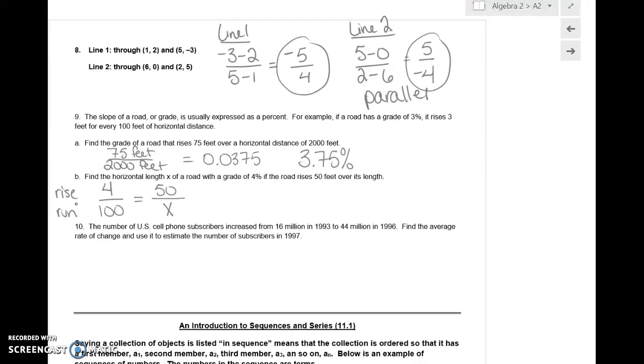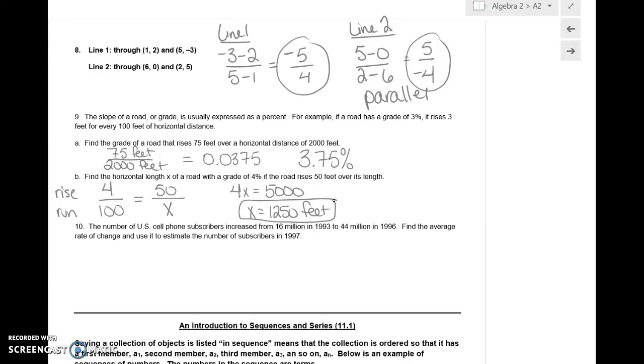How do you solve a proportion like this? Cross multiply. So 4 times x equals 5,000, and 5,000 divided by 4 is 1,250 feet. Don't forget your label. So this road that rises 50 feet over 1,250 feet gives it a grade of 4%. And I think there's actually like rules and regulations. If you want to be considered an interstate, you have to have all of your grades under a certain amount. Otherwise, you can't be an interstate.